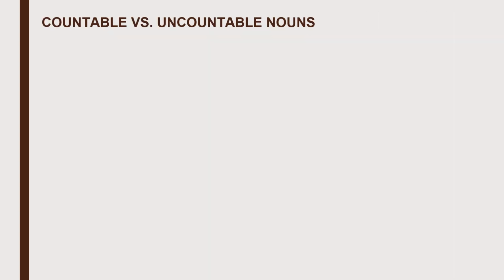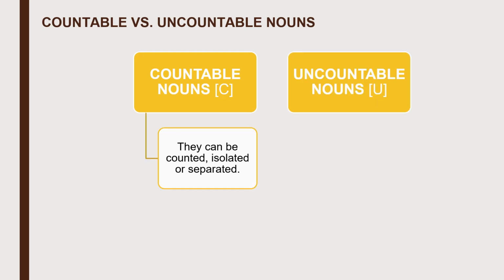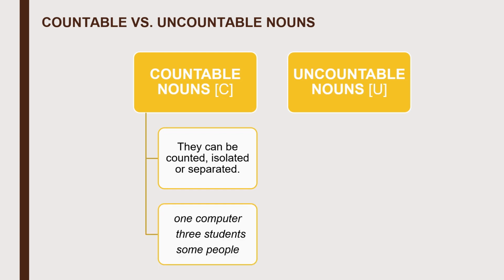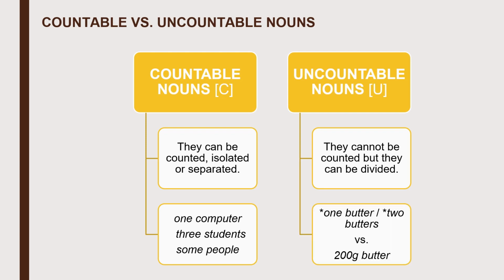Nouns can be countable nouns or uncountable nouns. Countable nouns can be counted, isolated, or separated. So we can have a computer, 3 students, or some people. In the case of uncountable nouns, they cannot be counted, but they can be divided. We cannot say 1 butter or 2 butters, but we can say 200 grams of butter.